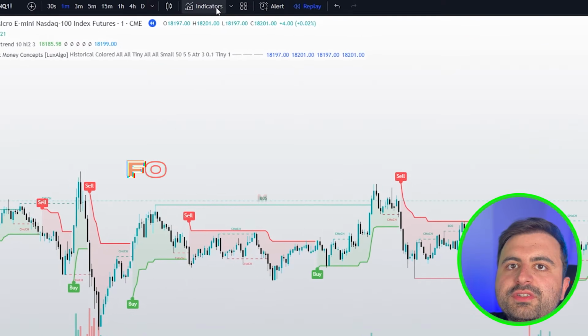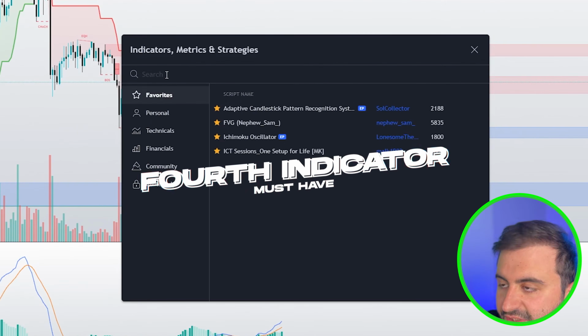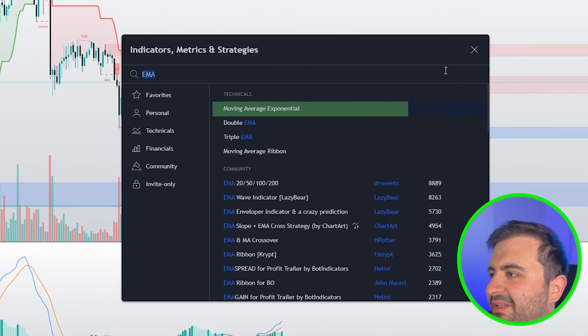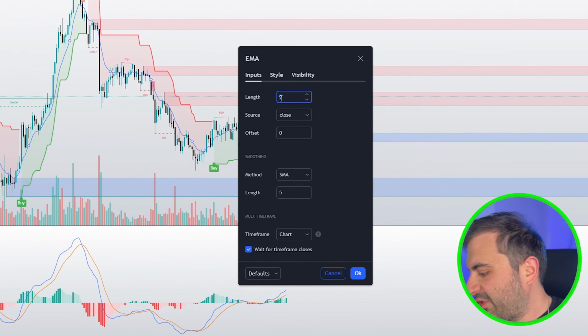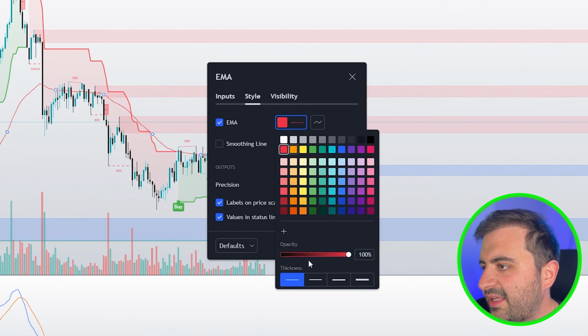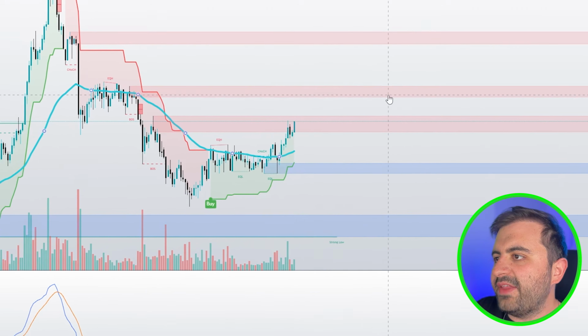Now let's head over to the indicators tab for our fourth indicator, which is the moving average exponential. It is an all-time classic. Click that to your chart, go to settings and change your length to 50 and change the style to see it better. Let's say red or maybe blue will be fine, and that's it.